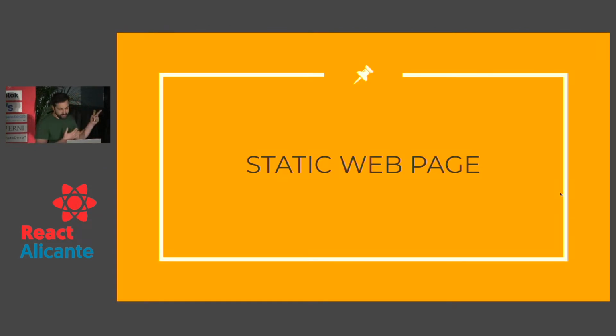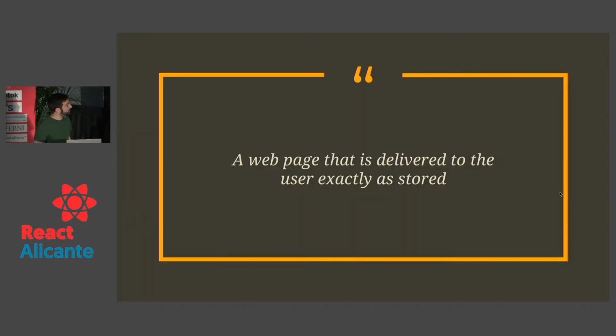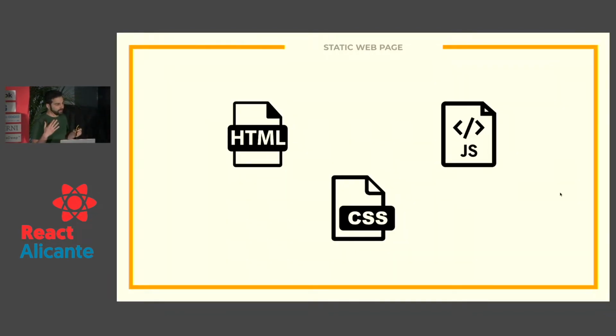Speaking about fast, today we talk about static web pages. First of all, I wanted to describe what a static web page is. We are talking about a web page that is delivered to the user exactly as it is stored in the web server. So we say that a static website is a group of HTML files, CSS files, and JavaScript code that we are delivering to the users exactly as they are stored in the web server. So we just deliver the file. We don't do any dynamic processing. We don't execute any dynamic logic to generate any content. We are just delivering files through the internet.